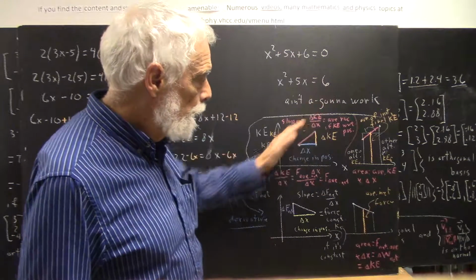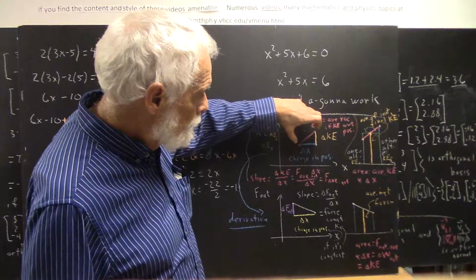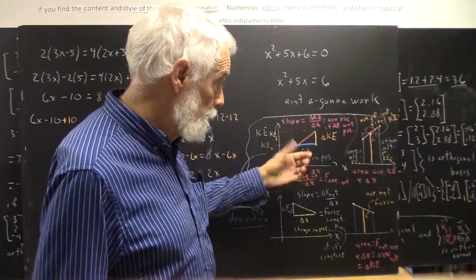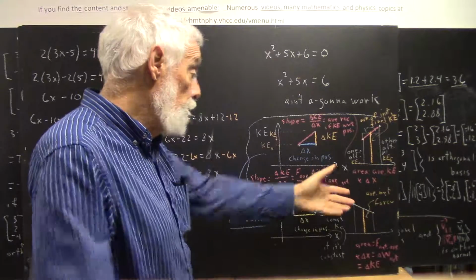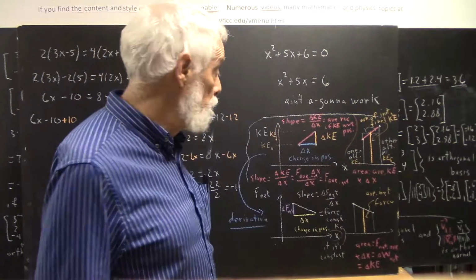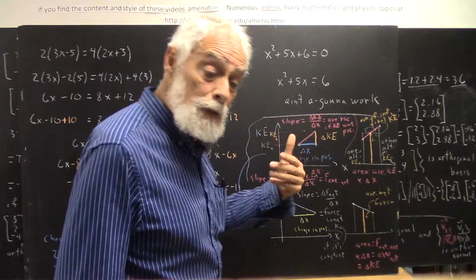So the slope of this graph is your average net force on the interval between the 2 points, whatever that interval happens to be. It's a displacement interval, it's an energy interval. So there we have a profound interpretation. The slope of your kinetic energy versus position graph is a net force.